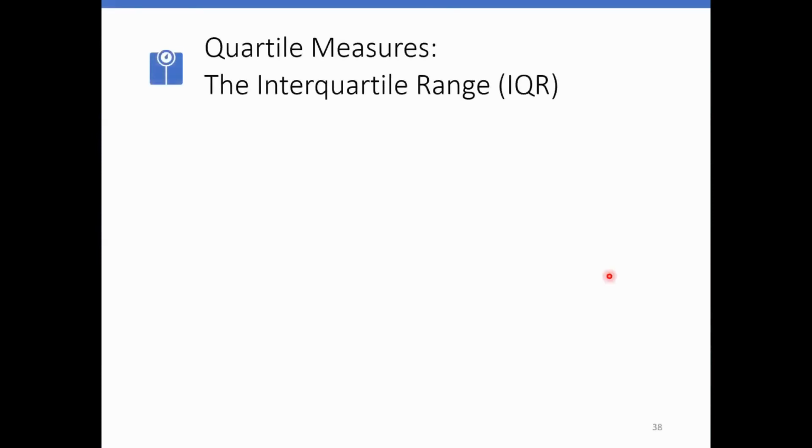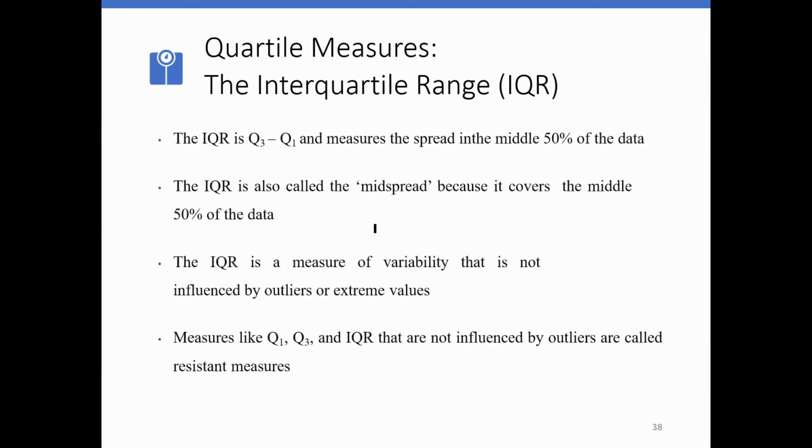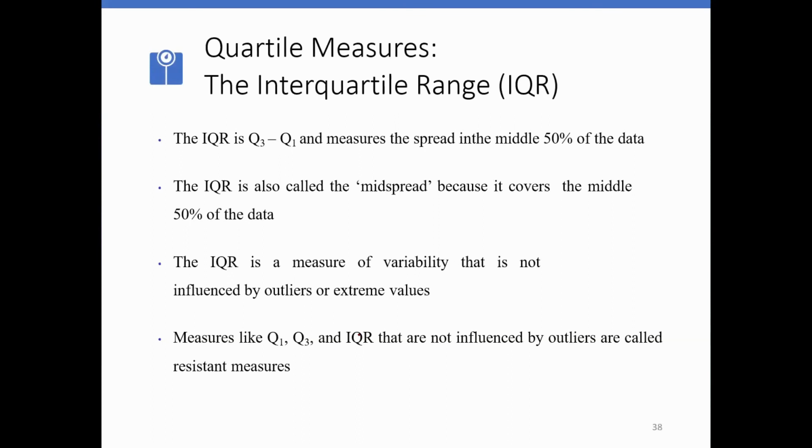The interquartile range is very simple. It's a very simple concept. It's simply where you take the difference between your Q3 and your Q1. Something that I missed here that is very important: the interquartile range is not influenced by outliers. So Q1, Q3 and IQR are not influenced by outliers. That is something important to keep in mind.